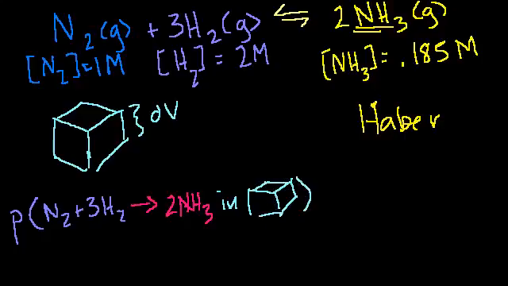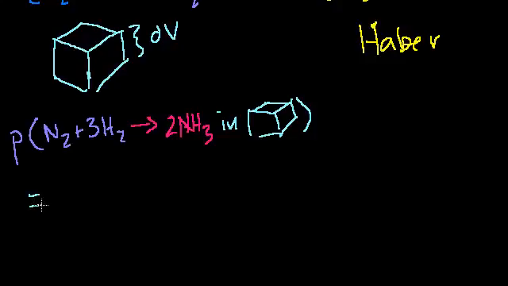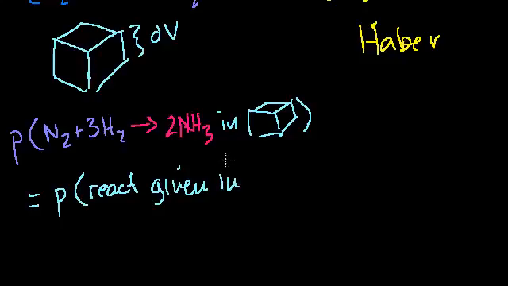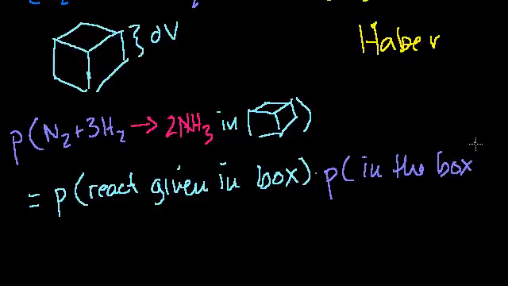I claim, and I think this will hopefully make some sense, it's equal to, first, the probability that they react given that they're in the box. So if you have the constituent particles, one nitrogen molecule, which has 2 nitrogen atoms in it, and 3 hydrogen molecules, if you know you have those, there's some probability that they're going to react based on their configurations and their kinetic energy and how they're approaching each other and all of these different types of things. So this is the probability that they react given that they're in this little box of dV. And then, of course, you're going to have to multiply that times the probability that you have the constituent particles in the box.